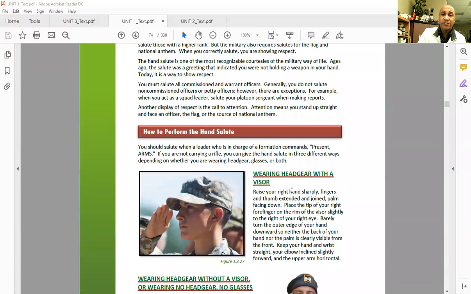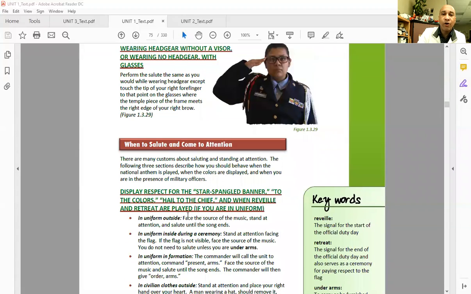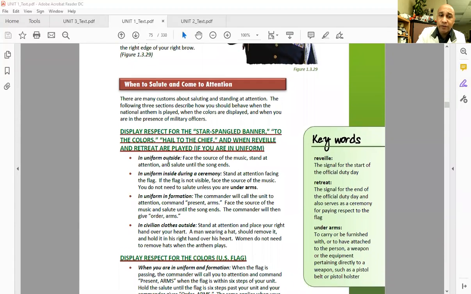Hand salutes. Just remember, the further the visor out or something is away from your temple, that's what you salute. So you salute the hat. If you got glasses, salute the edge of the glasses. If not, it's on the temple. Make sure you know that. Make sure you know when to salute, when not to salute. If you're in uniform, not in uniform. Guys, I'm telling you what's going to be on your quiz. It's right here. We've gone over it.